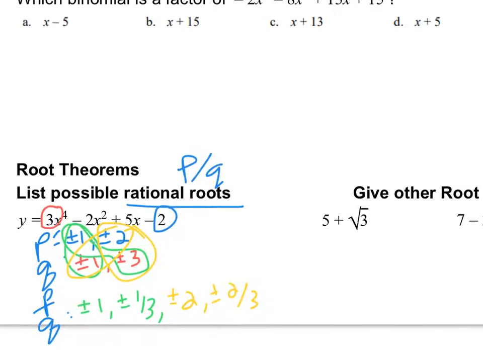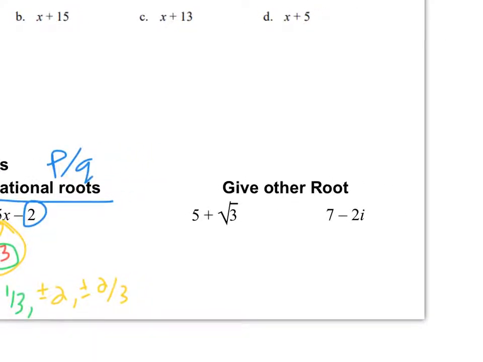If I give you irrational or imaginary roots, though, we can give the conjugate. So if I have 5 plus square root 3, I also have 5 minus square root 3. If I have 7 minus 2i, I also have 7 plus 2i.